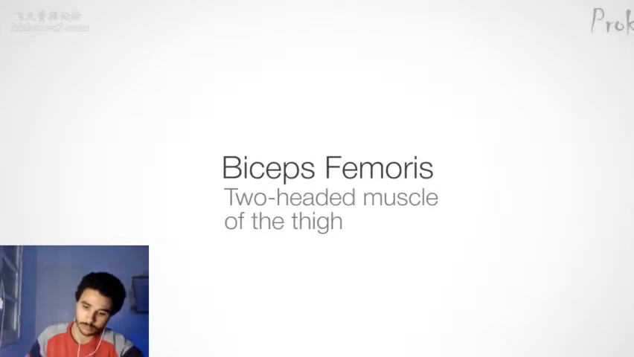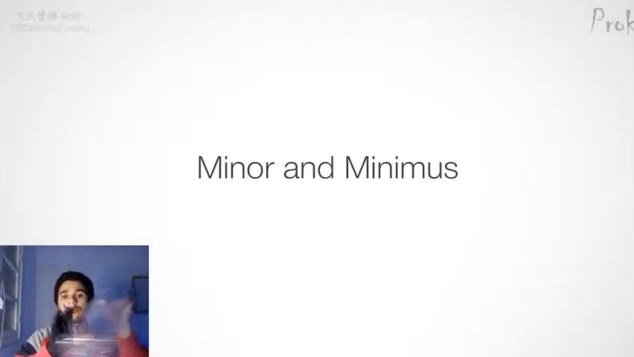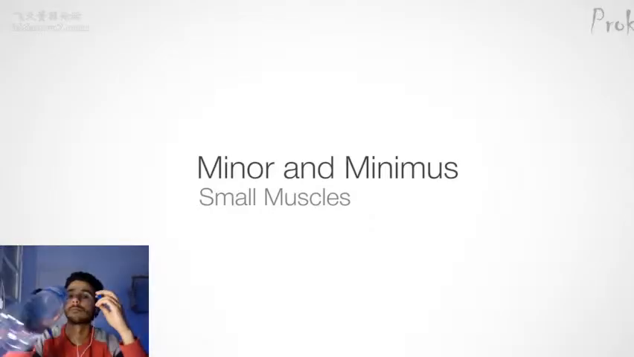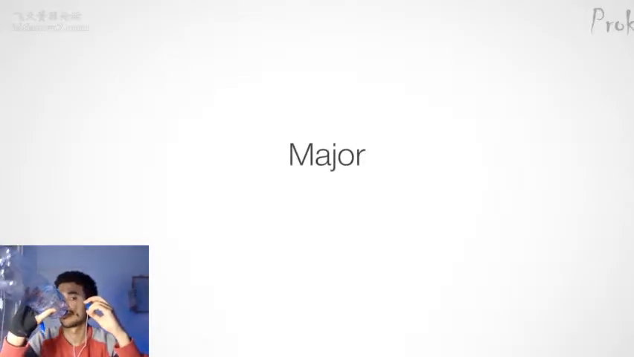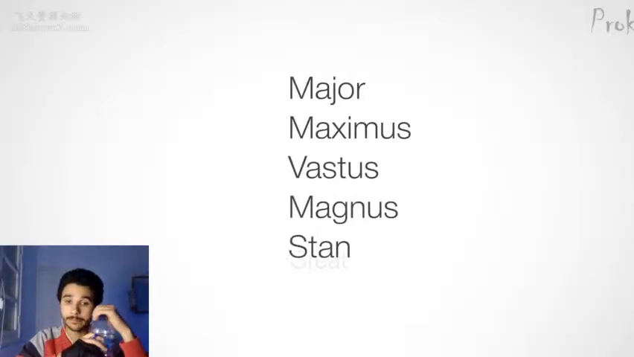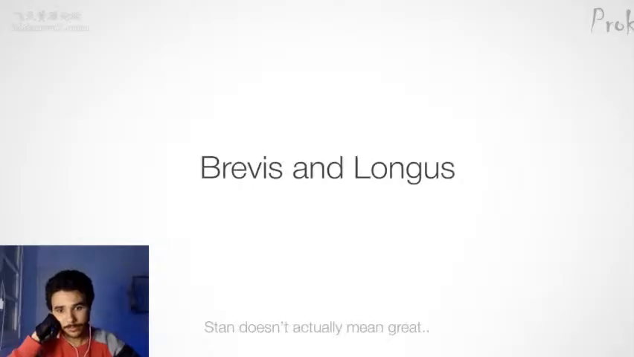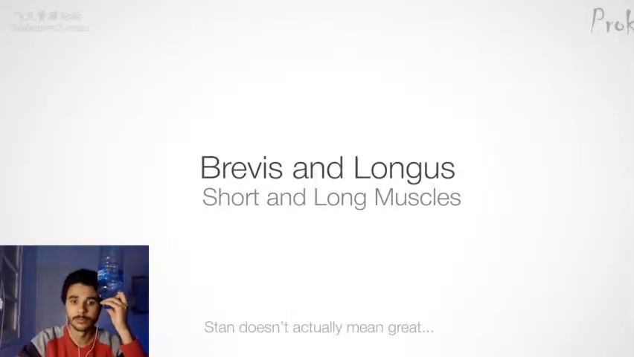You'll see a lot of words that describe a muscle as being big or small. Minor and minimus both describe small muscles. And then major, maximus, vastus, magnus, and stan all basically mean great. Similarly, brevis and longus describe short and long.